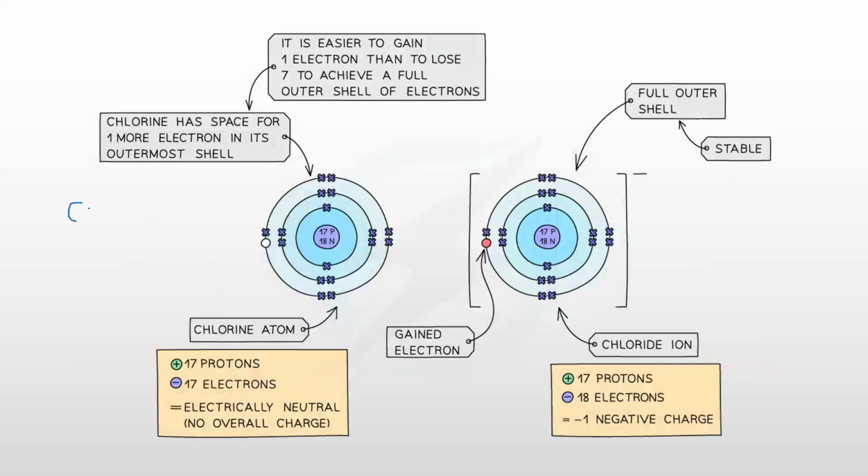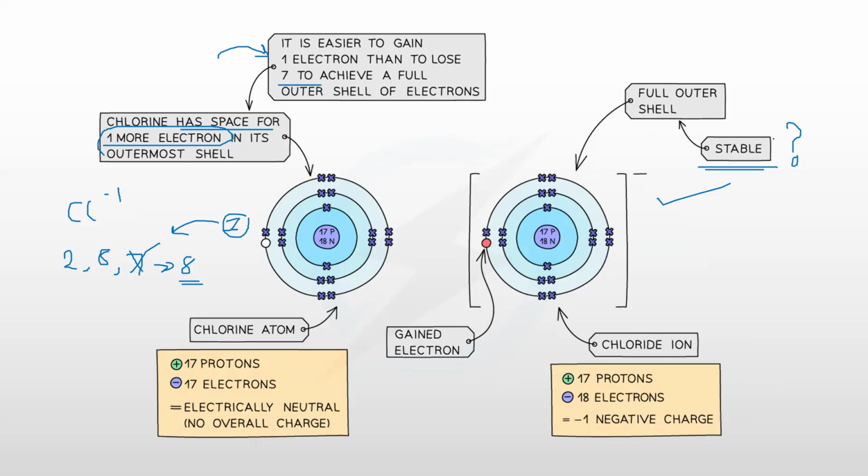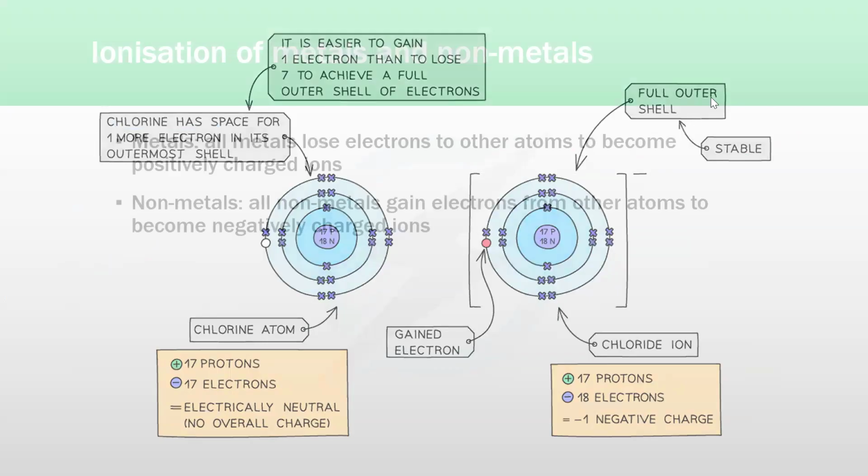Now chlorine. Chlorine is 2, 8, 7. Chlorine has space for one more electron. If it has one more, this 7 would become 8. Now it is going to do what? It is easy to gain one electron rather than losing 7. Why would it lose 7? It's easy if I just send one electron to chlorine and it will get a -1 charge. Got it? And remember, now chlorine and sodium are stable, because when is something stable? When it has a full electron shell.